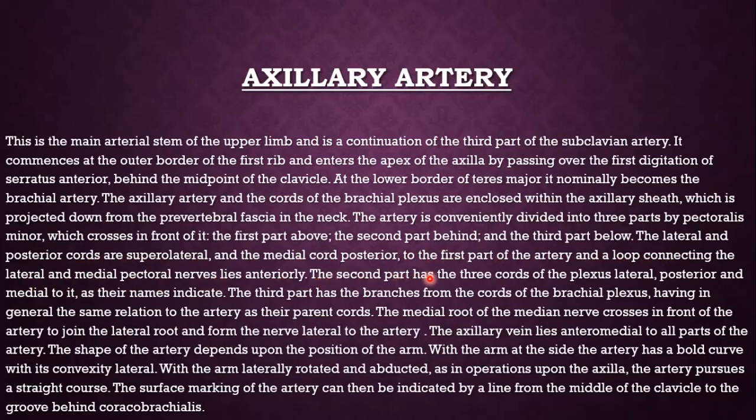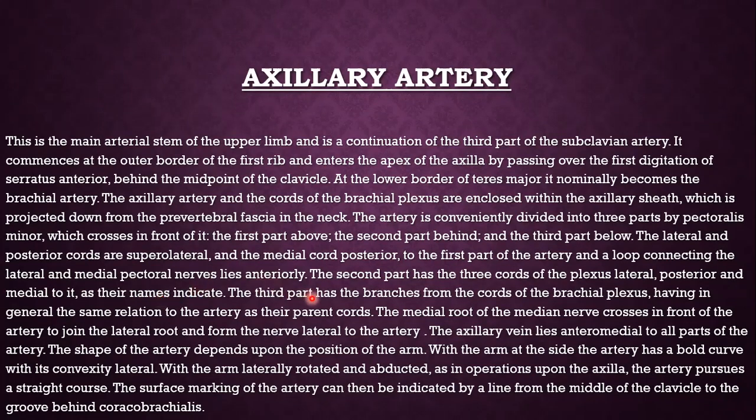Now, the second part has the three cords: the medial, lateral, and posterior cords of the brachial plexus, lying lateral, posterior, and medial to it, as their names indicate. So, the lateral cord of the brachial plexus will lie lateral to the second part of the axillary artery. The medial cord will lie medial to the second part of the axillary artery, and the posterior cord will lie posterior to the second part of the axillary artery.